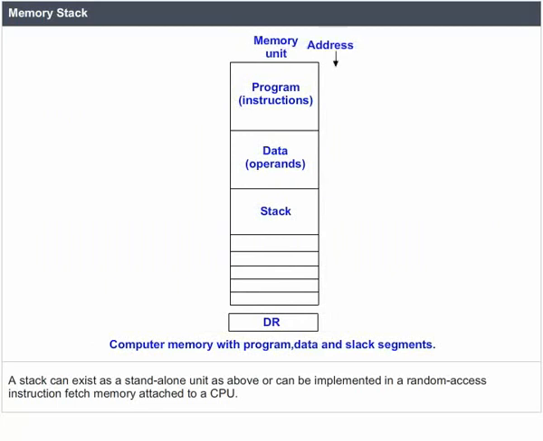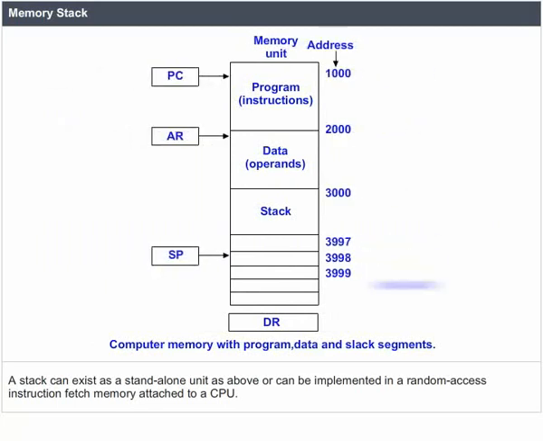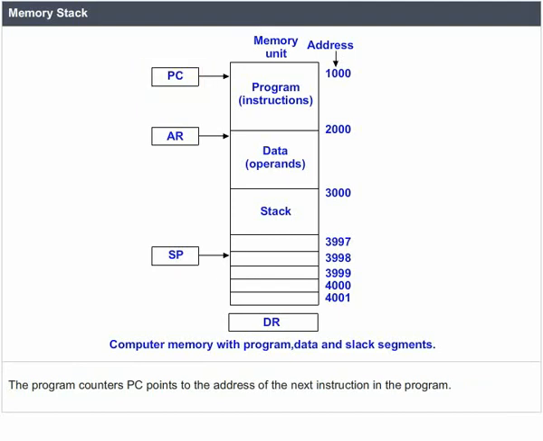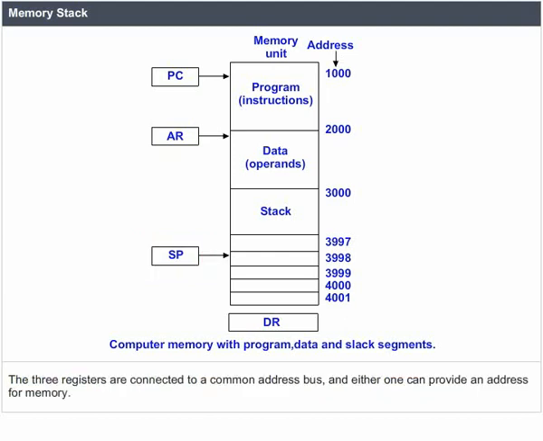Memory stack. A stack can exist as a standalone unit as above, or can be implemented in a random access memory attached to a CPU. The program counter PC points to the address of the next instruction in the program. The address register AR points to an array of data. The SP points to the top of the stack. The three registers are connected to a common address bus, and any one can provide an address for memory.